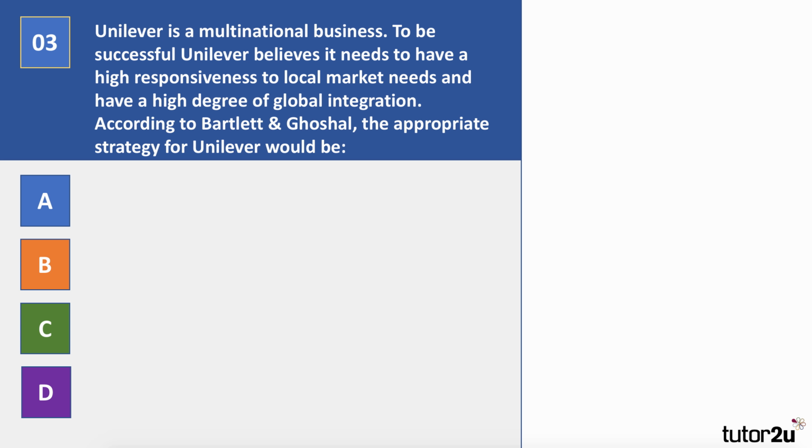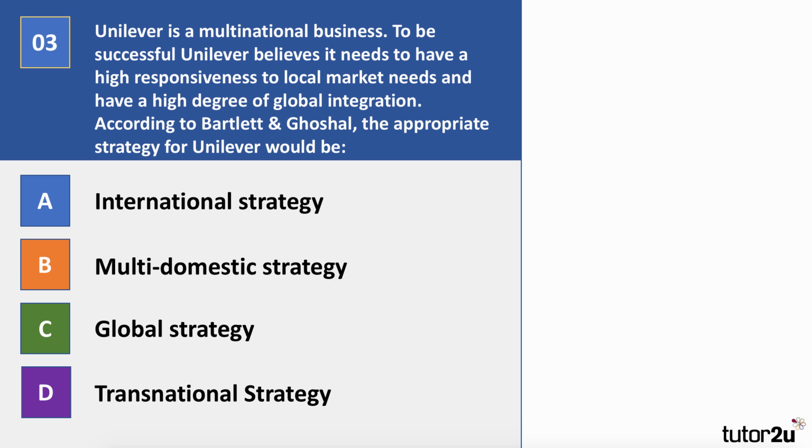Unilever is a multinational business. To be successful, Unilever believes it needs to have a high responsiveness to local market needs and have a high degree of global integration. According to Bartlett and Ghoshal, the appropriate strategy for Unilever would be what? Have a look at the 4 options, make your choice.